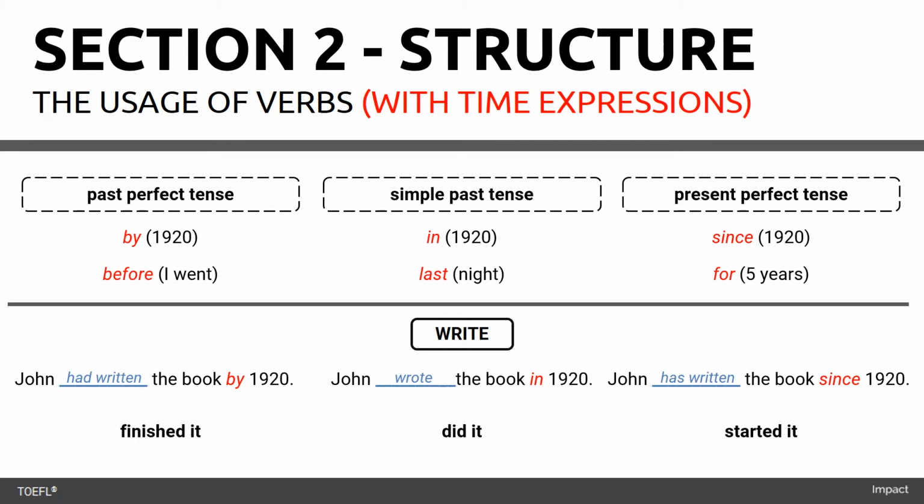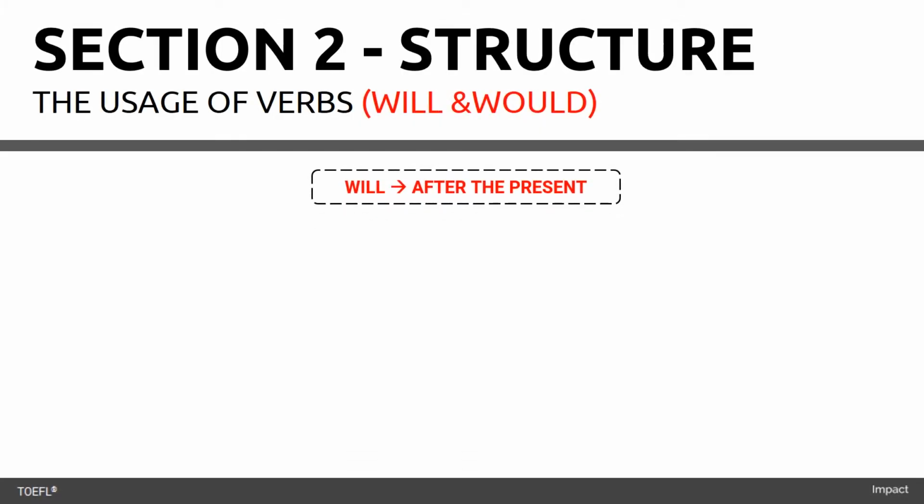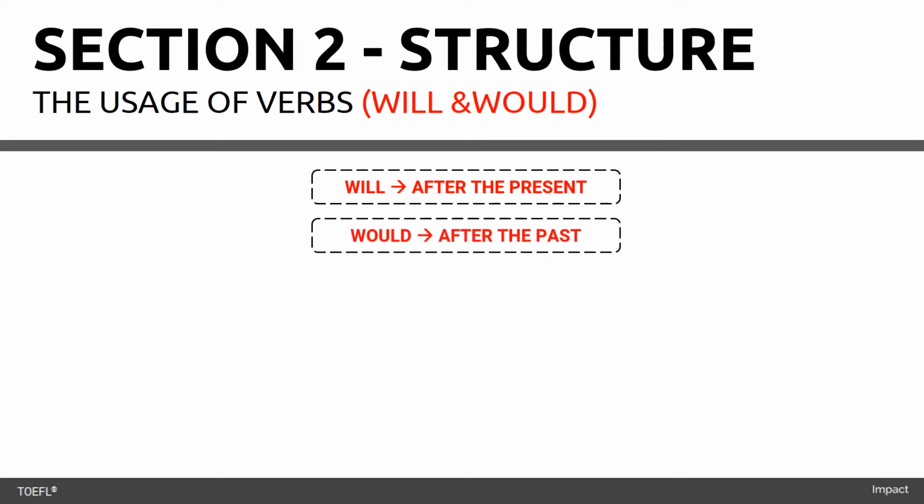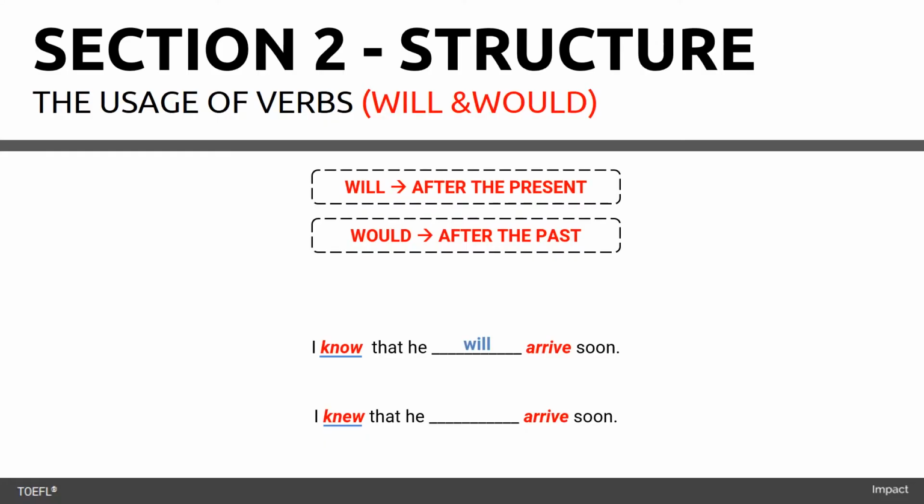Let's move on to will and would. How do you use verbs with the words will and would? Will comes after a present statement, and would comes after a past statement. Let's go through the examples. I know that he blank arrive soon. And the second one, I knew that he blank arrive soon. I know. What verb is know? Verb 1. And knew is verb 2. So what is the answer for the blank in the first sentence? Will, exactly, because it's in the present. And knew, I knew that he would arrive soon, because that's in the past.